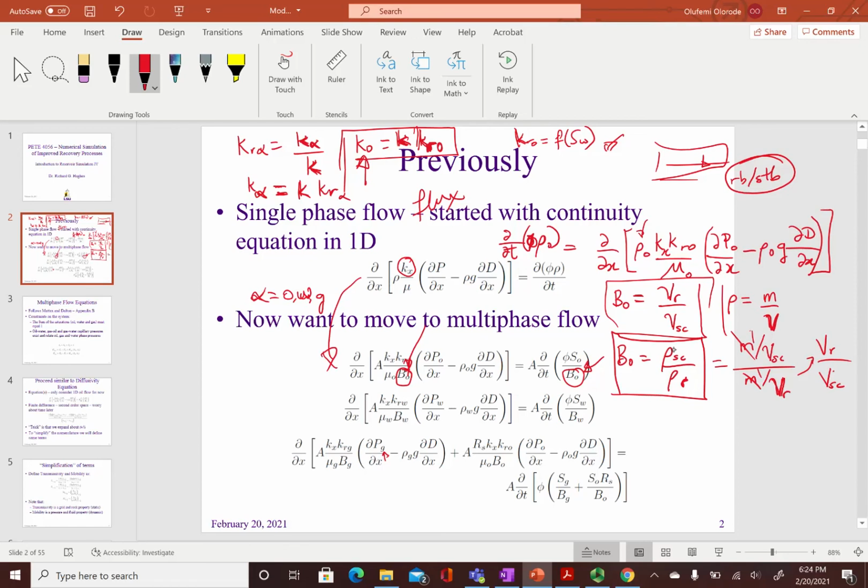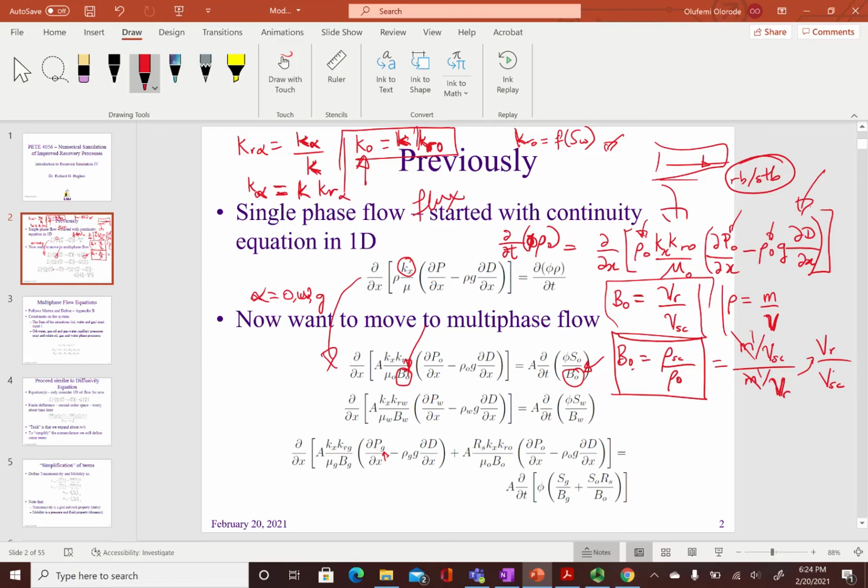So this is density of oil at standard conditions divided by density of oil at reservoir conditions. Obviously, these equations are all at reservoir conditions. So you can forget about the rho O and just say rho SC. We already know it's density of oil at standard conditions divided by density of oil. So how do we introduce BO into this equation? Very easy. Divide through by rho SC.